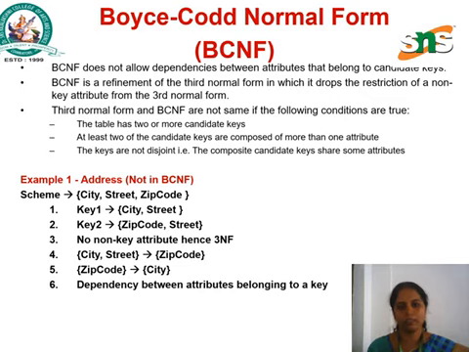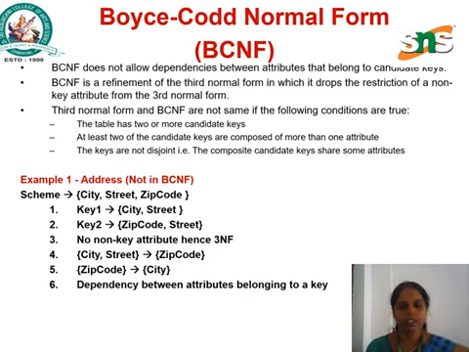BCNF is a refinement of the third normal form in which it drops the restriction of a non-key attribute from the third normal form. Third normal form and BCNF are not the same if the following conditions are true. The table has two or more candidate keys. At least two of the candidate keys are composed of more than one attribute. The keys are not disjoint. The composite candidate keys share some attributes.